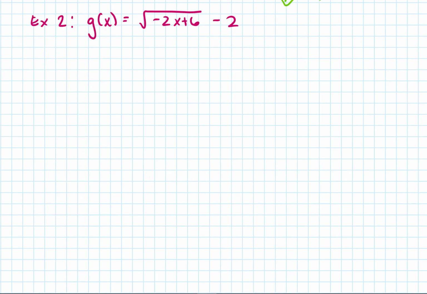We're going to do the same thing for this second question. So we're first going to identify our parent function. So our parent function is the square root of x. So the square root sign and the x is part of our parent function. Everything else is some sort of transformation. So the first tip I'm going to give you is we must factor under the radical. And we want to do this to be able to identify our transformations properly.